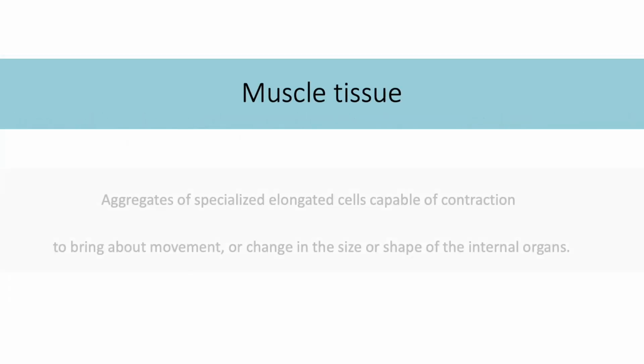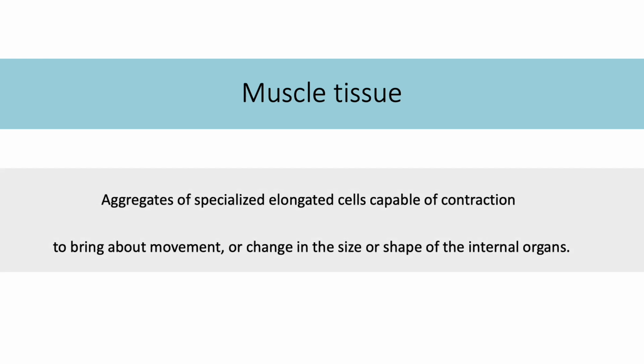Muscle tissue is made up of aggregates of specialized elongated cells that are capable of contraction to bring about movement or change in the size or shape of internal organs.